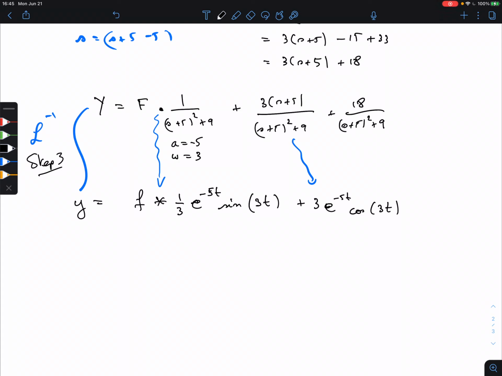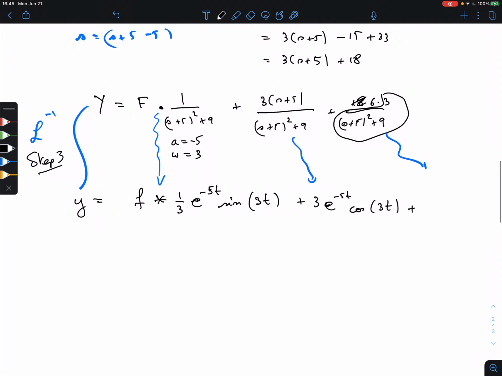And this one, we should write this perhaps 18. We can write it as 6 times 3, right? Because now the inverse Laplace of this guy is the sine, and we have a coefficient 6 in front of it, plus 6 times e to the minus 5t sine 3t.